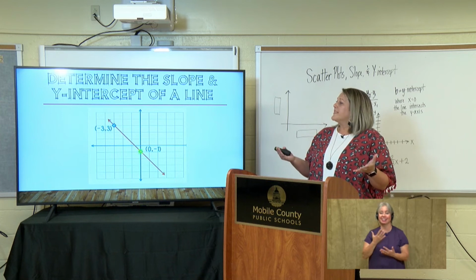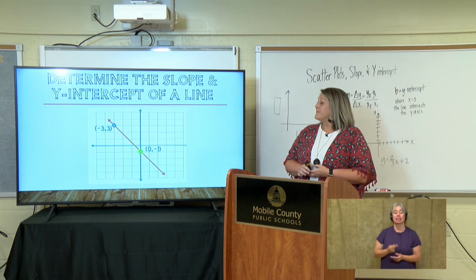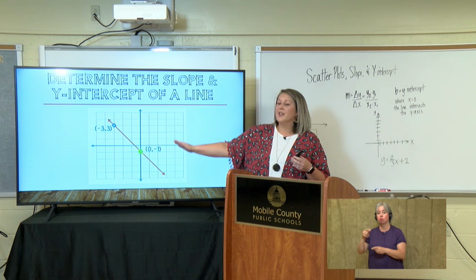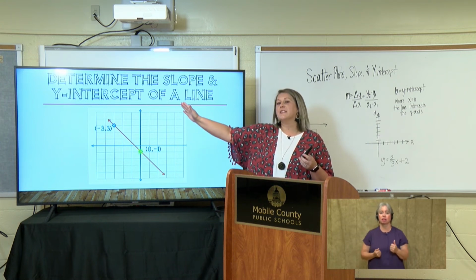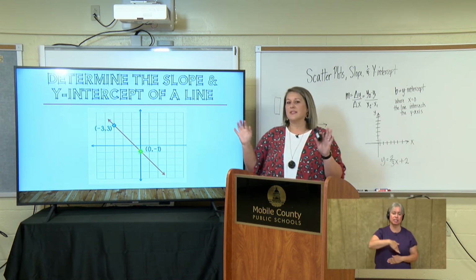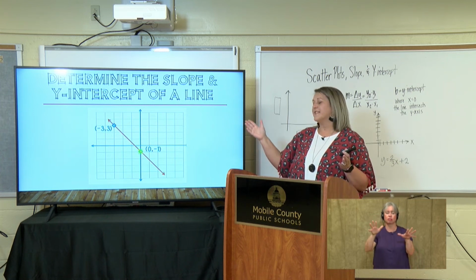So it says determine the slope and y-intercept of this line. So we have a line here, and what is it doing? Is it increasing, decreasing, or is it scattered? Well, it's not scattered because it's a line.